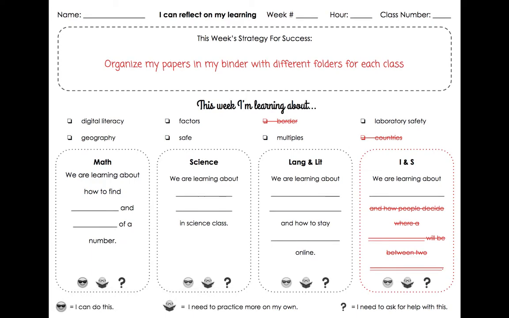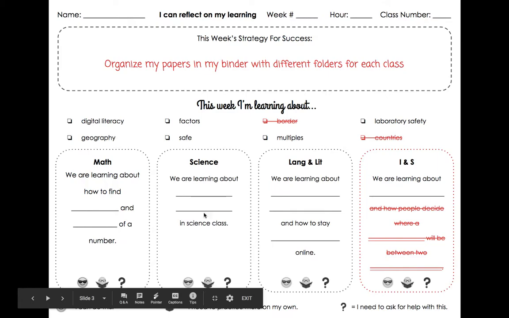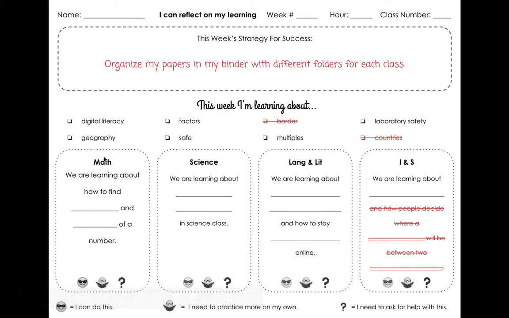So you'll always start by trying to complete the sentences about what you've learned in each class. So for example, math: we are learning about how to find blank and blank of a number. We are learning about how to find factors. You can cross it off or do a check mark. And multiples. Cross it off or do a check mark, of a number.